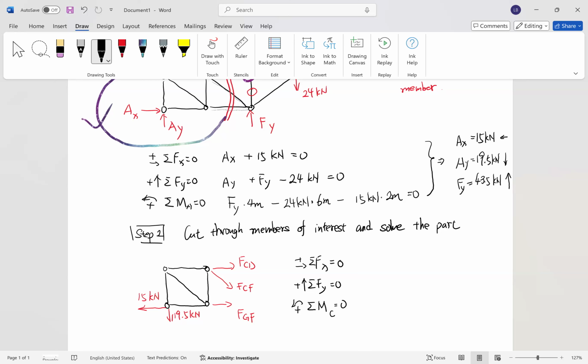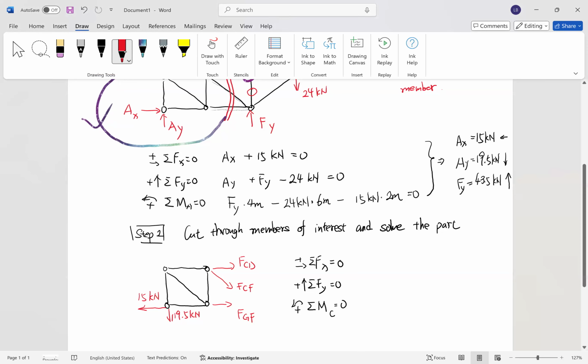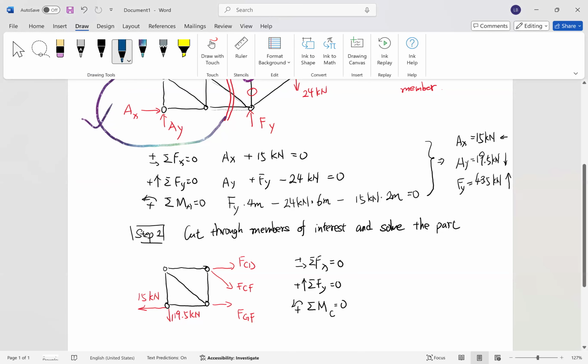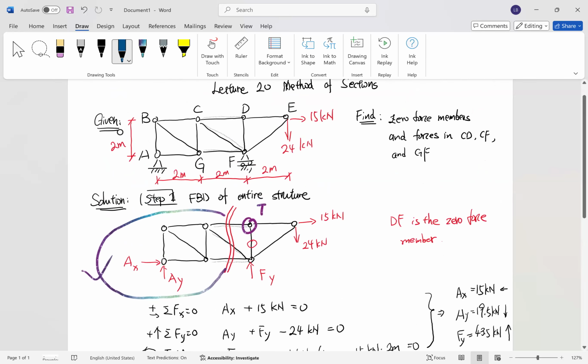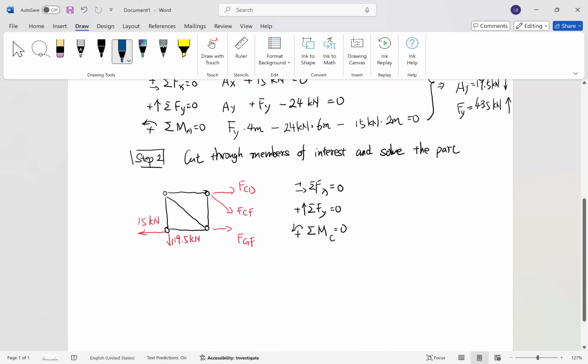And of course, it would be helpful if we have the dimensions of the structure denoted here, and remembering from the problem statement, the distances from point A to G and from A to B are all 2 meters.